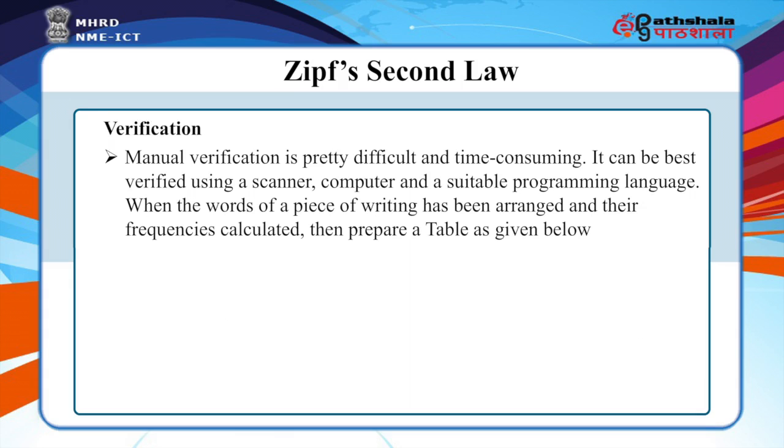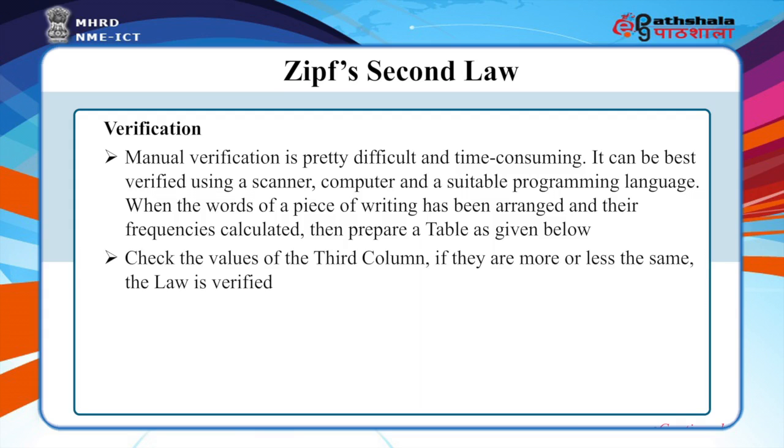Verification. Manual verification is pretty difficult and time consuming. It can be best verified using a scanner, a computer, and a suitable programming language. When the words of a piece of writing have been arranged and their frequencies calculated, then prepare a table as given below. Check the values of the third column. If they are more or less the same, the law is verified.